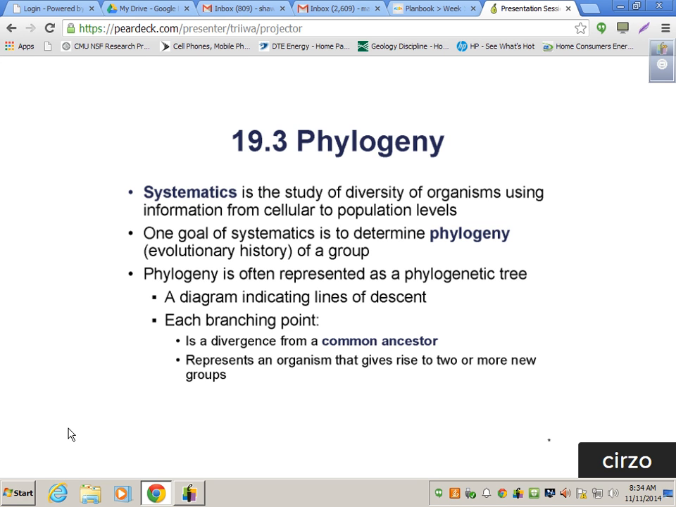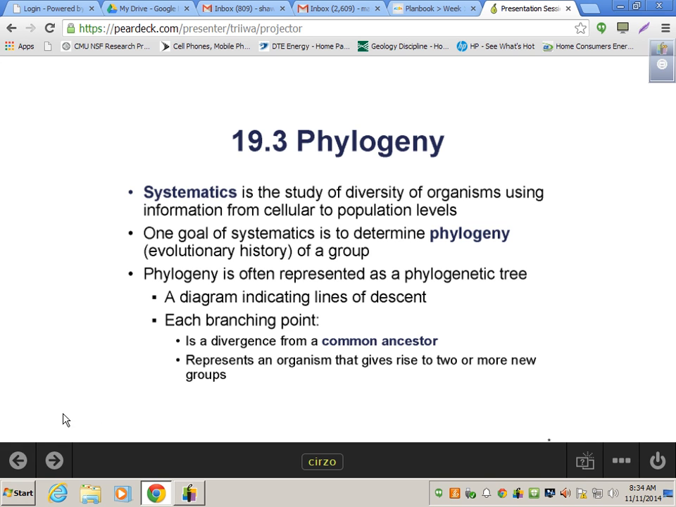So a diagram indicating those lines of descent is what we're going to be creating and looking at, and each time you have a branching point, you're looking at divergence. So it is a divergence from a common ancestor and represents an organism that gives rise to two or more new groups. We have to at least have two, otherwise you would not have a divergence, right? You'd just have a single line. And then you'd have like what we are, Homo sapiens. One single line. Unless we go back far enough, then we run into hominids and other primates.